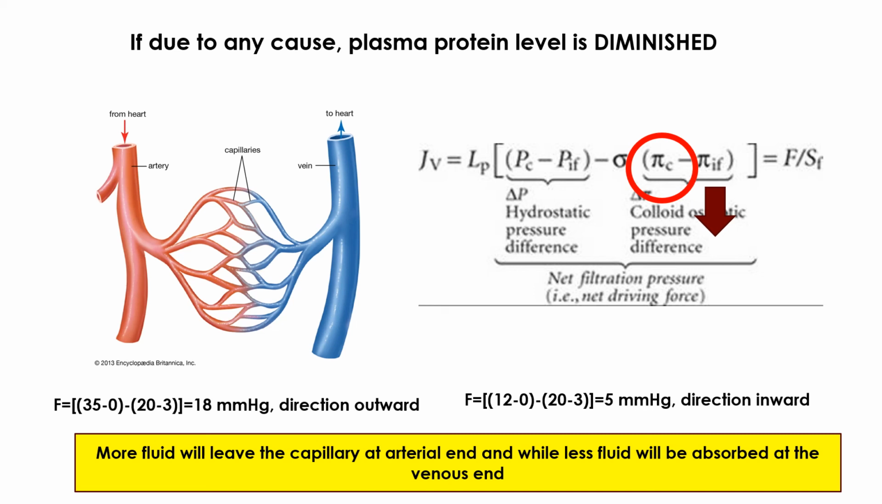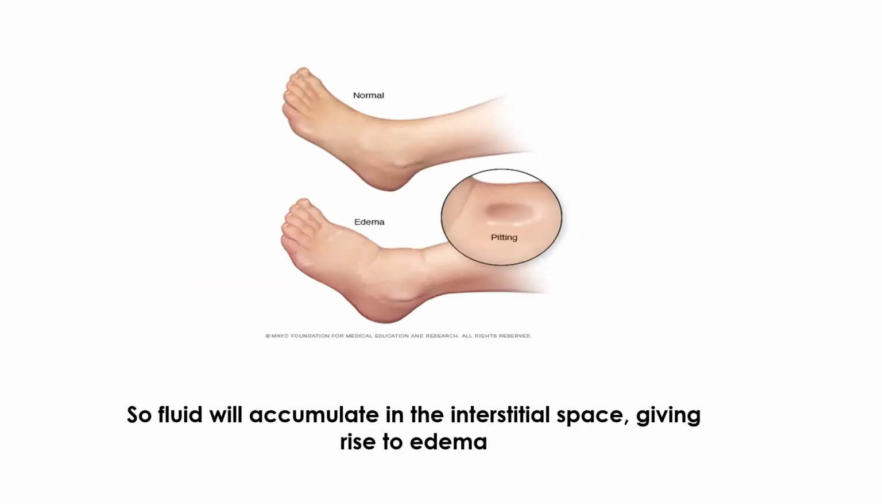So we can say that the net filtration force is much lesser at the venous end. That means more fluid will leave the capillary at the arterial end, while less fluid will be absorbed at the venous end. So this fluid will accumulate in the interstitial space and give rise to edema. In this way we can explain why low plasma protein can cause edema.